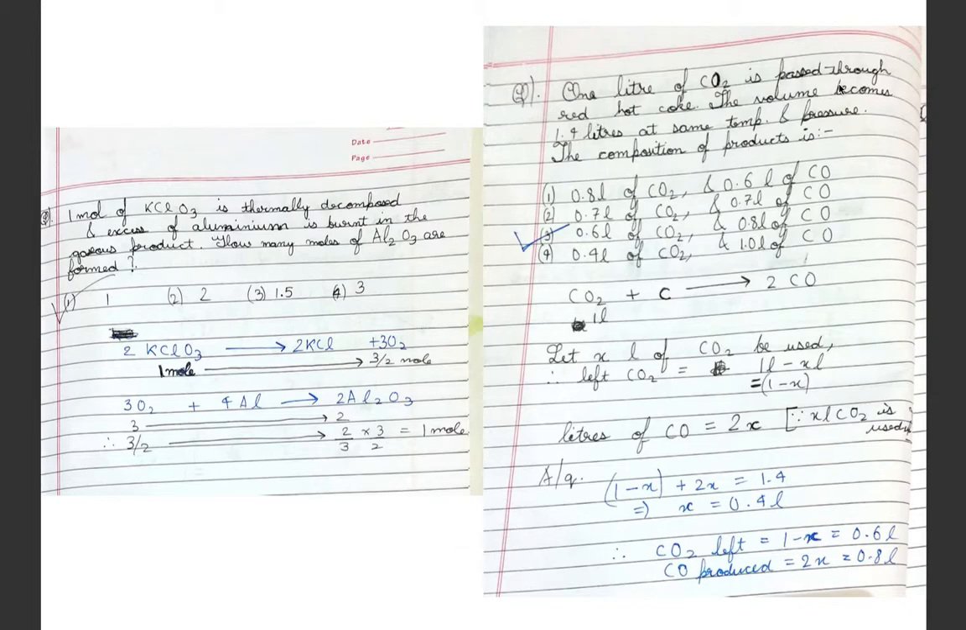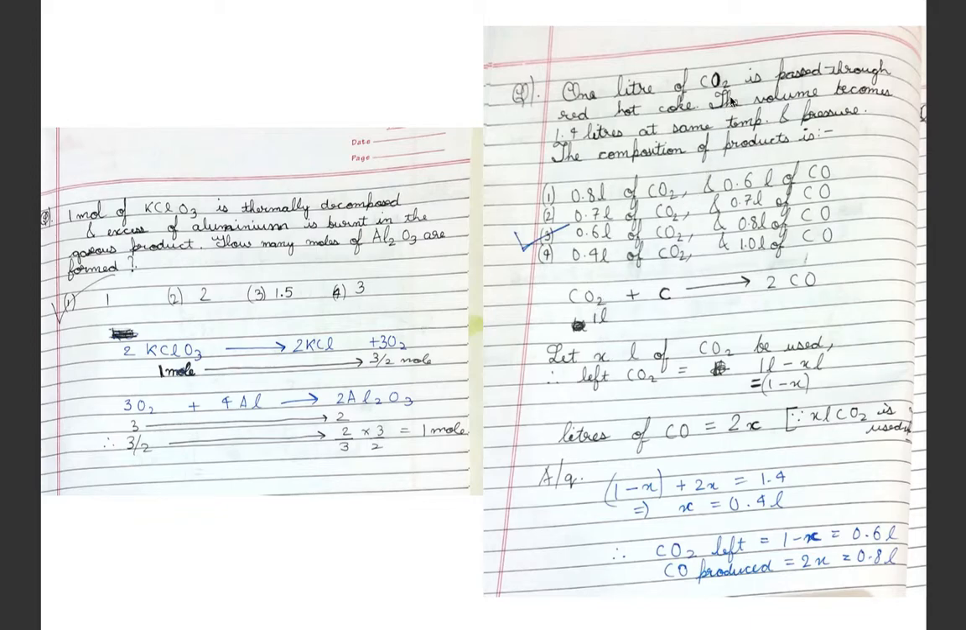Next question: 1 liter of CO2 is passed through red hot coke. The volume becomes 1.4 liter at the same temperature and pressure. The composition of products is? Very difficult question, especially if you just learn this question. It can be solved.